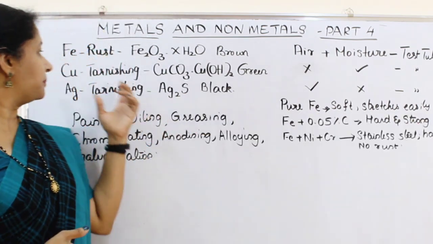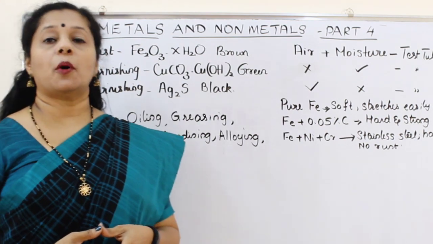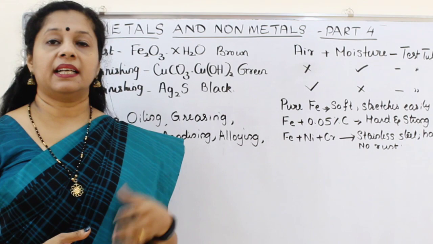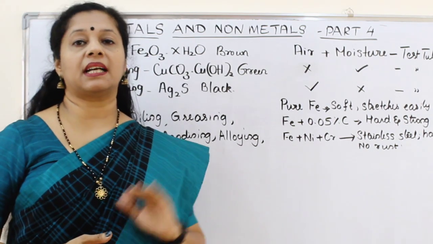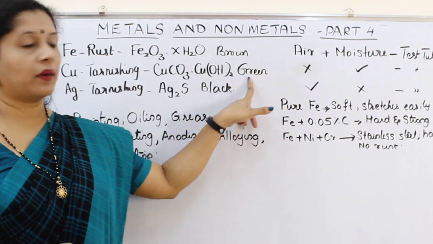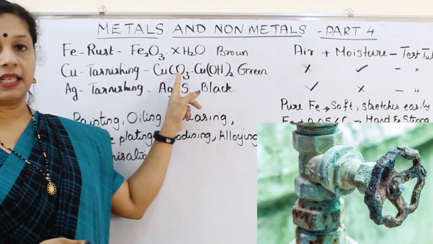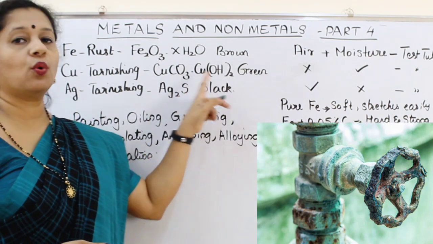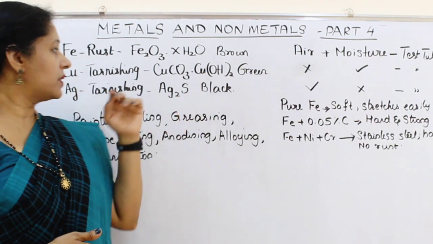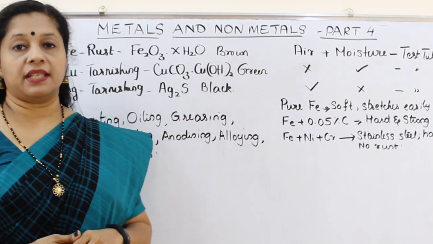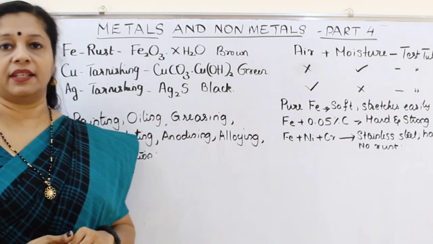Then the second is copper. Copper and silver are metals which can undergo a kind of corrosion. There it is not called rusting, but they develop a color change that's called tarnishing. Copper develops a green coating, that is due to the presence of basic copper carbonate, that is CuCO3.Cu(OH)2. And also silver forms a black coating over it when exposed to these conditions, and that is a silver sulfide coating.